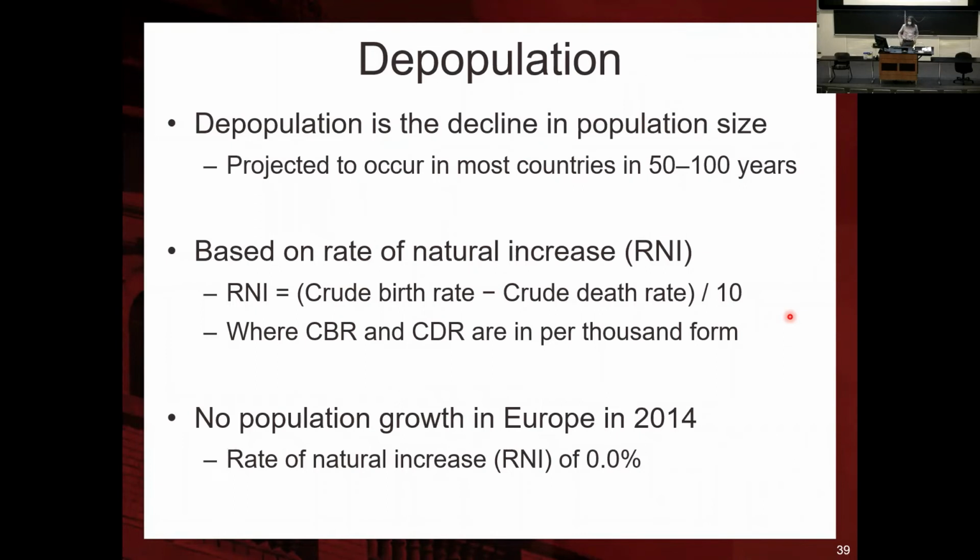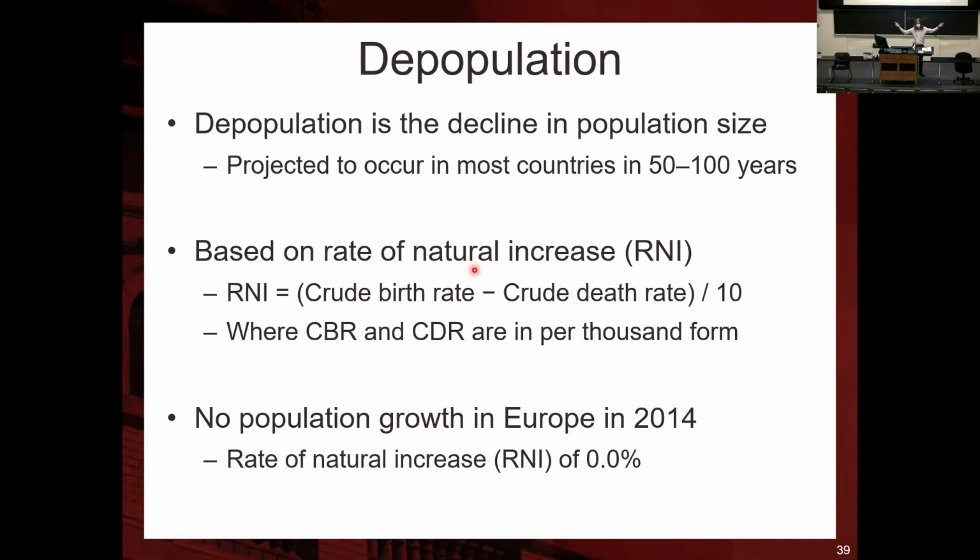Depopulation is the decline in population size. It is projected to happen in most countries in the next 50 to 100 years. And it's based on the rate of natural increase, the RNI. You pretty much get the crude birth rate, subtract the crude death rate and divide by 10. Remember that for the crude birth rate, you take the number of births divided by the population in a specific year. Crude death rate is the number of deaths divided by the number of population in a specific year in a specific country, for example. And both of them you multiply by 1,000.